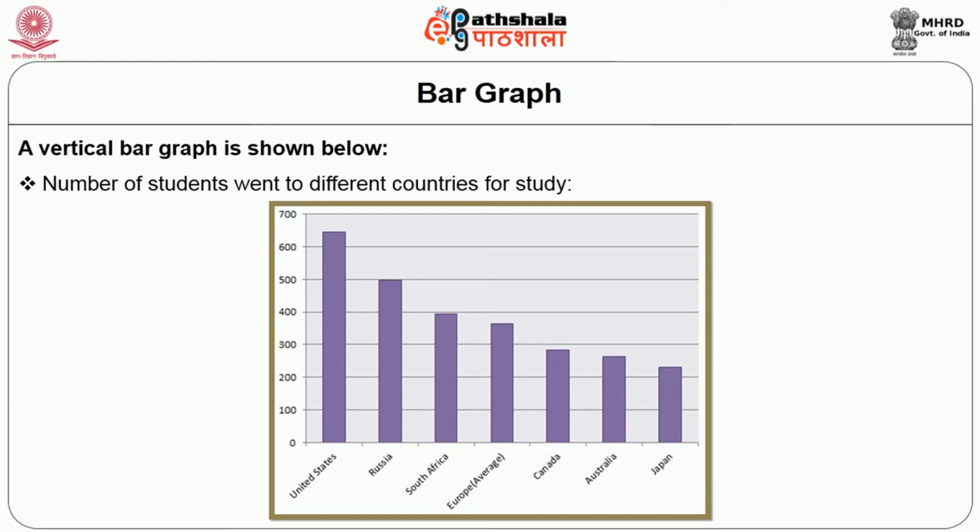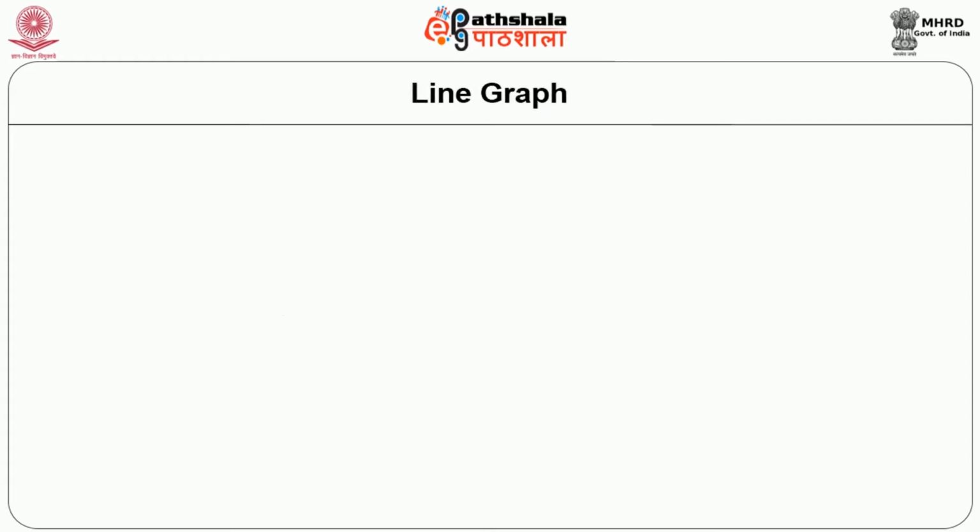The rectangular bars are separated by some distance in order to distinguish them from one another. The bar graph shows comparison among the given categories. Mostly, the horizontal axis of the graph represents specific categories and the vertical axis shows the discrete numerical values. Next, we will move on to line graph.